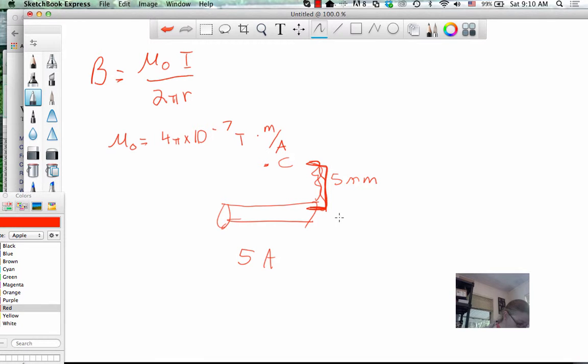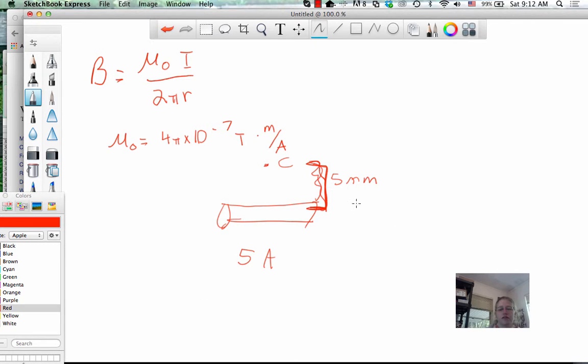And my question is, what is the magnitude of the magnetic field at this point? It looks like we need to know a little bit more, but no, we have everything. 5 millimeters is the radius. What are we looking for? We're looking for the magnitude of the magnetic field.